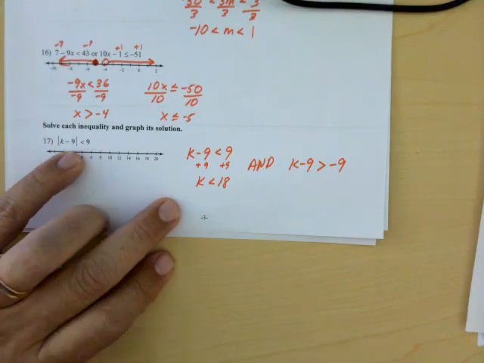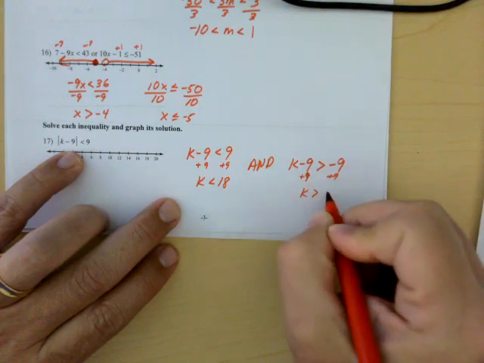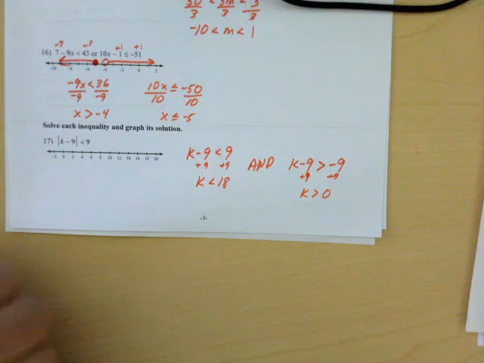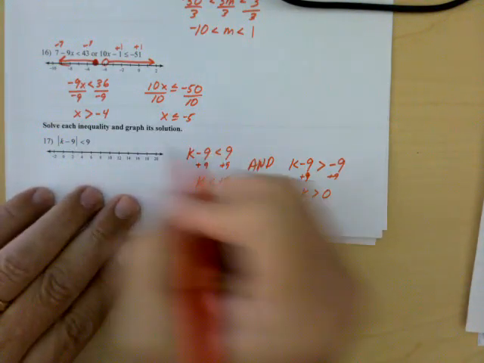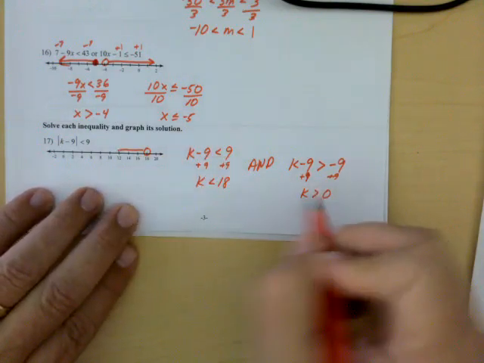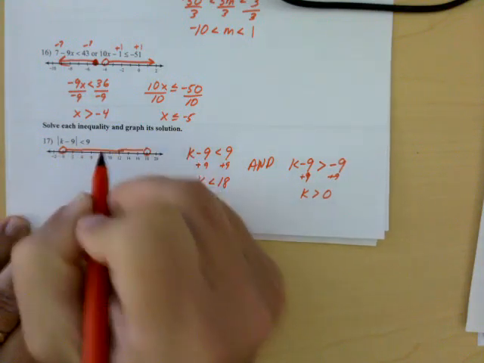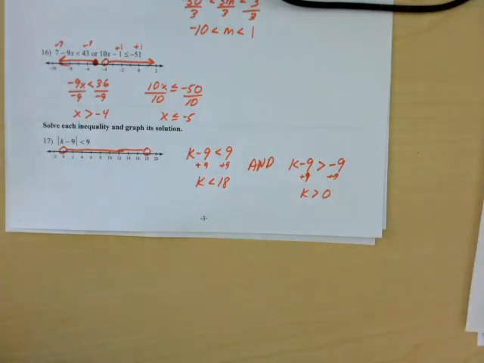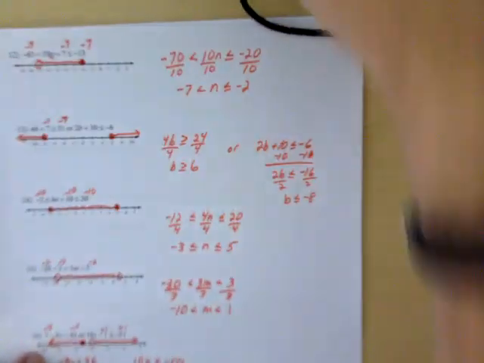Okay? So when we solve this, I add a 9 to both sides, and I'm going to see my answers have to be greater than 0. Okay, so what we have is answers have to be less than 18, but at the same time, we can only take answers greater than 0. So everything in between 0 and 18 are solutions. Okay?